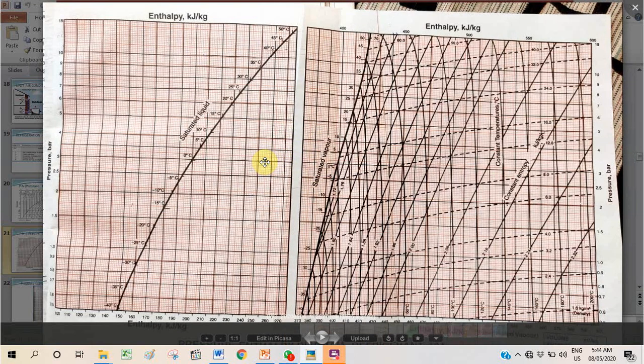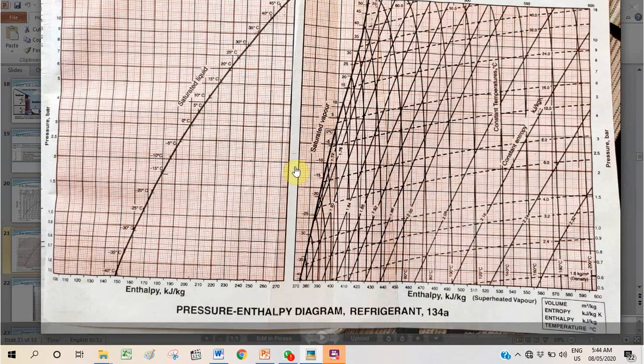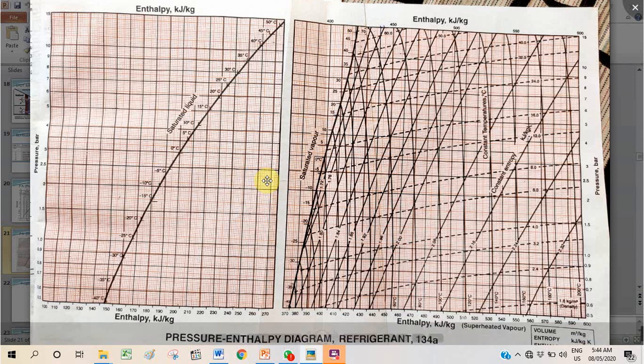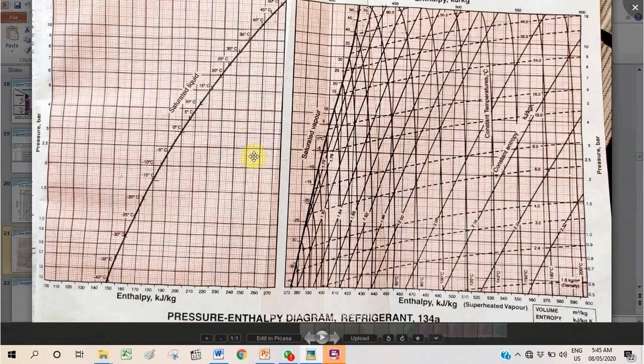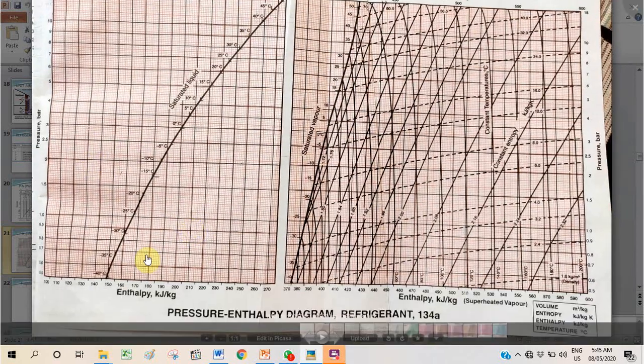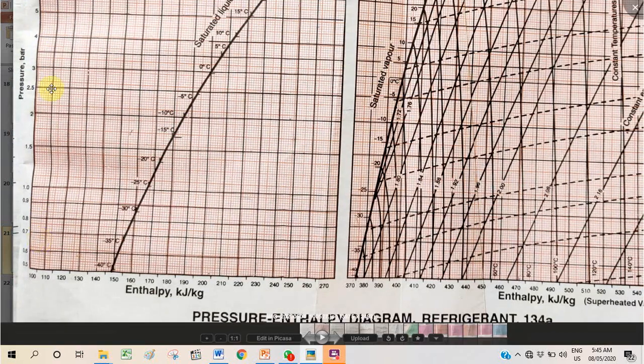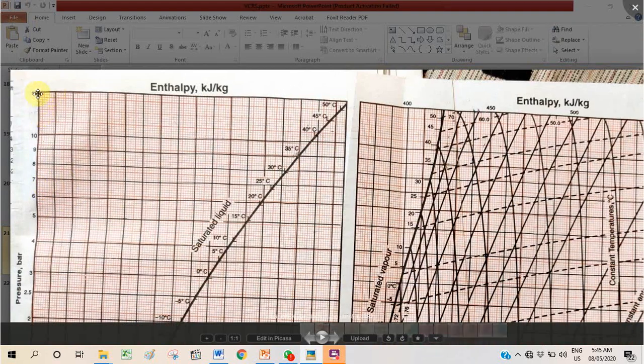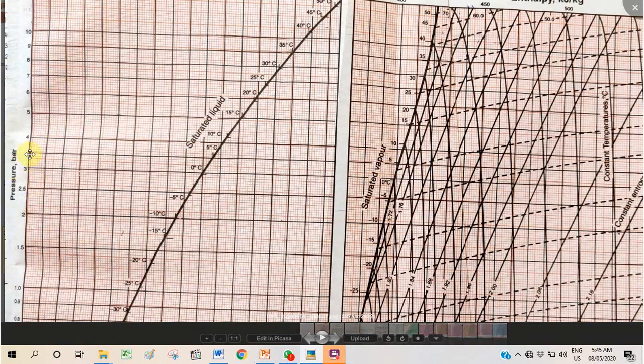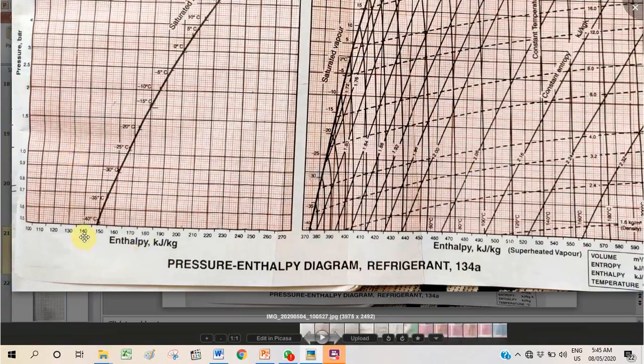Now see this pH chart very keenly. This is a very important basic tool required for the design and analysis of VCRS. So this is basically a pressure versus enthalpy plot. On the y-axis, or vertical axis, pressure values are provided, ranging from 0.5 to a maximum limit of 15 on this chart. The unit is bar, and enthalpies on the x-axis are given in kilojoule per kg.